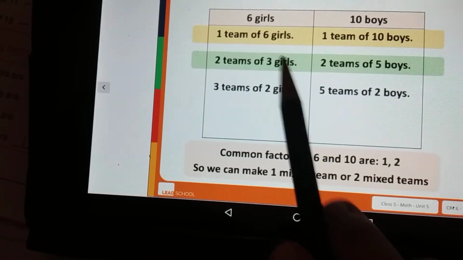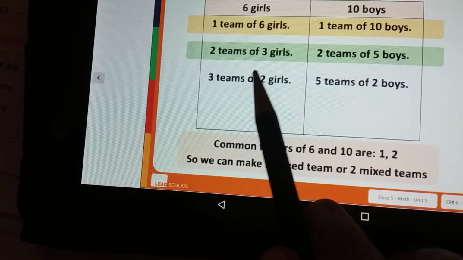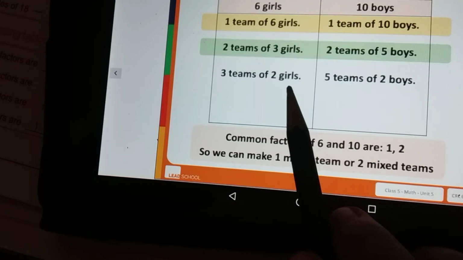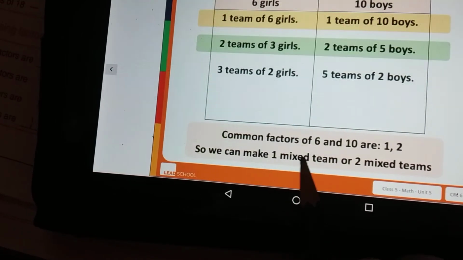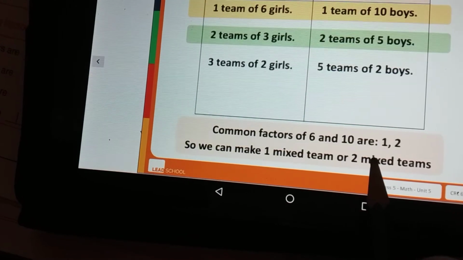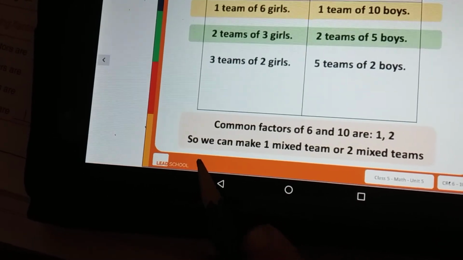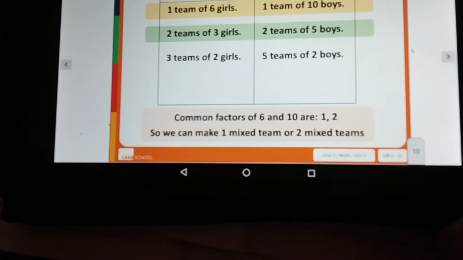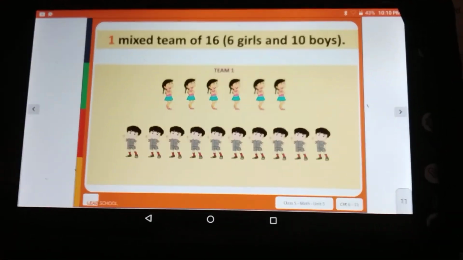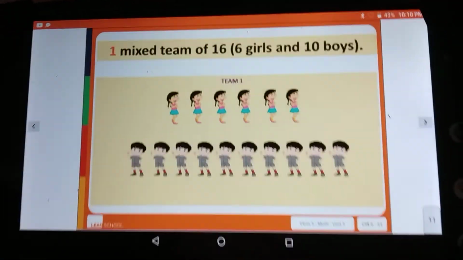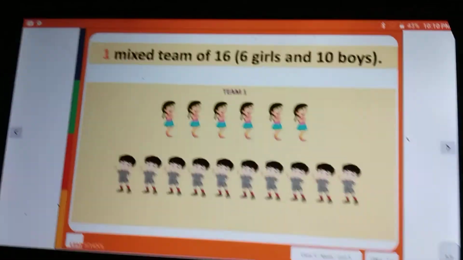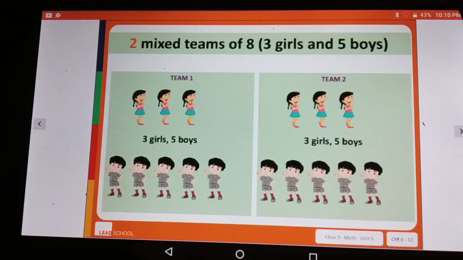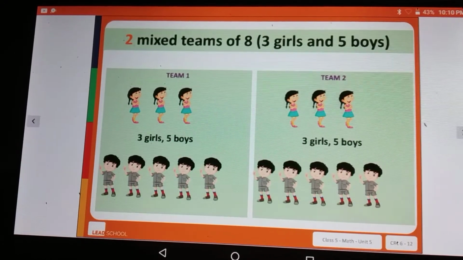The common factors of 6 and 10 are 1 and 2. So we can make one mixed team or 2 mixed teams. Got it? One mixed team has 6 girls and 10 boys. With 2 teams, team 1 has 3 girls and 5 boys, and team 2 has 3 girls and 5 boys.